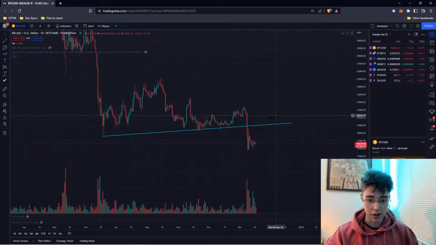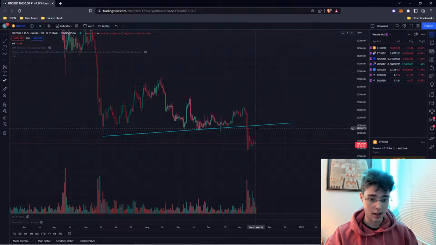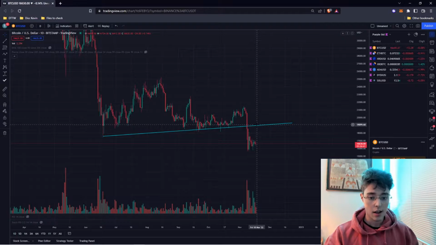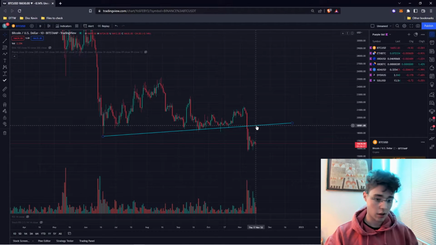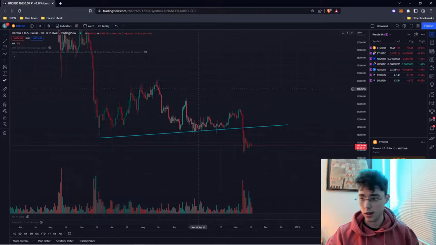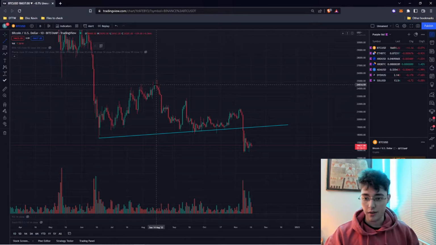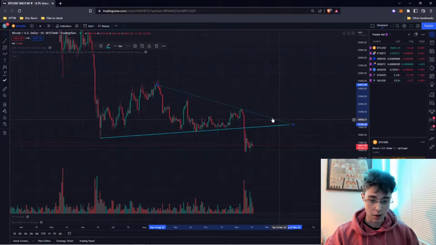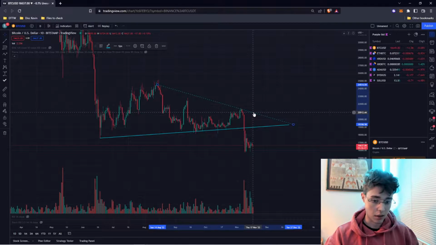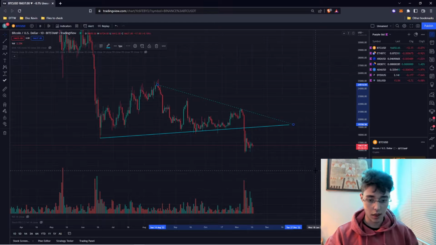That is no surprise, but this will now be our resistance, and at time of recording that would put us at a resistance of just under 19,000. Let's say 19,000 to make it easy. And we have a bit of a downtrend right here, which would bring us to just under 21,000. So we'll just say 21,000.